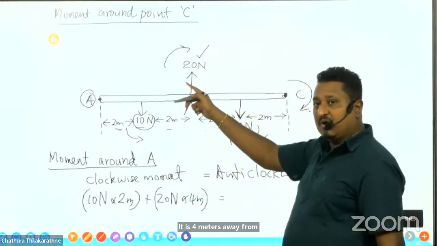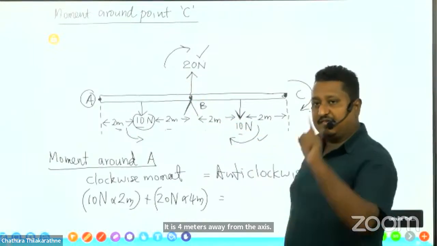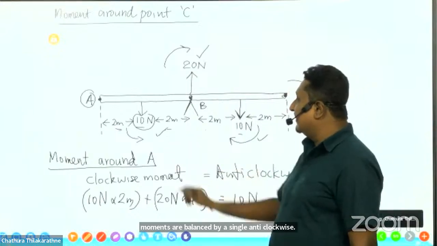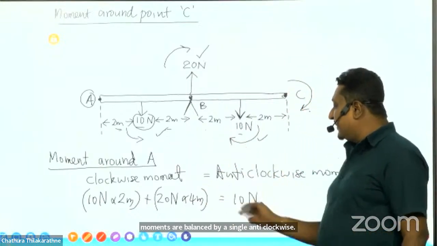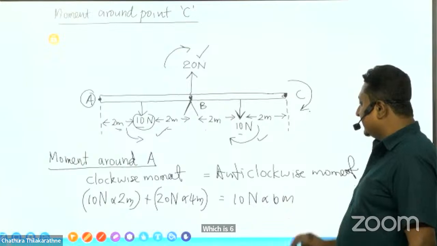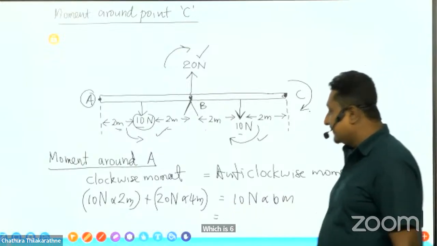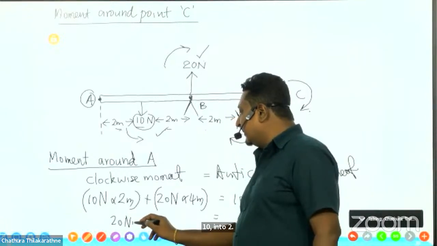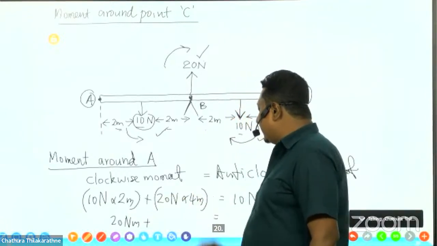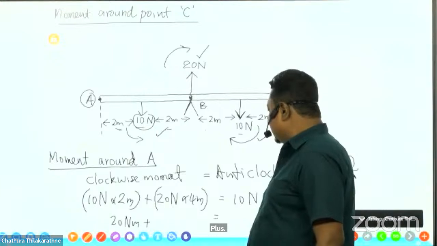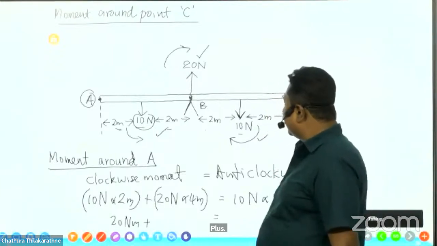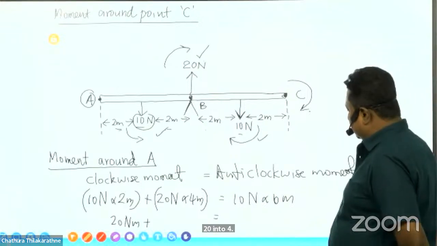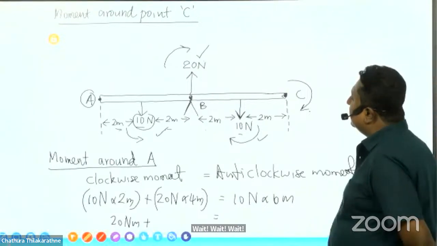These 2 clockwise moments are balanced by a single anti-clockwise force, 10 newtons, this one, which is 6 meters away from the axis. 10 into 2, 20, plus 20 into 4. Wait.